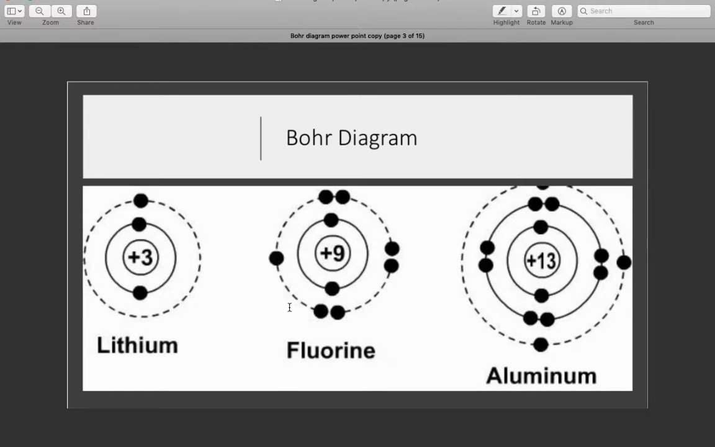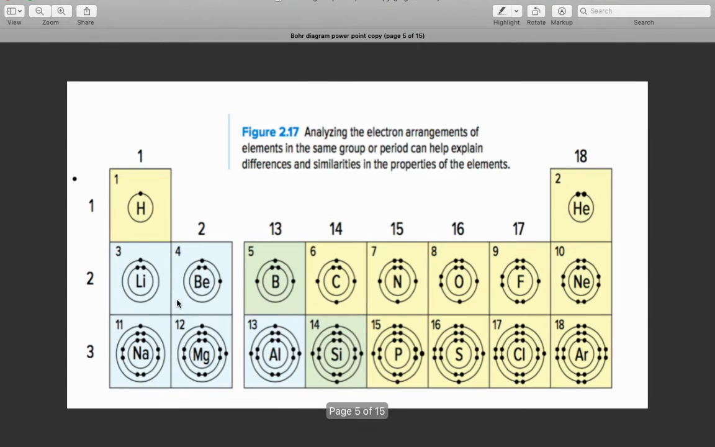Now here we are with the Bohr diagrams of lithium, fluorine, and aluminum. They are all three different elements, and they are in different positions in the periodic table. Lithium has two shells around itself. There are a lot of students asking me, how do I know how many shells I have to draw in a particular element? I would recommend you always have a periodic table with you when you're drawing a Bohr diagram.